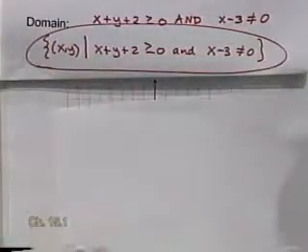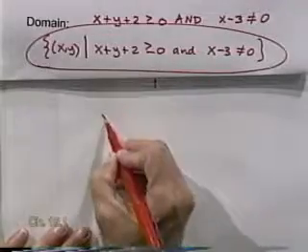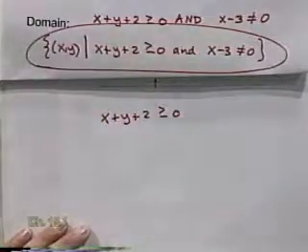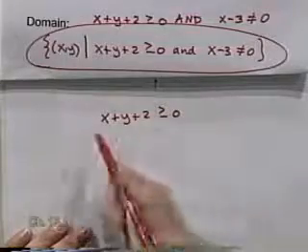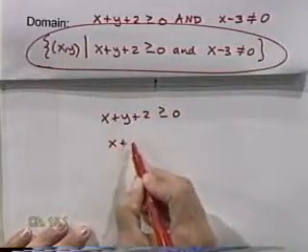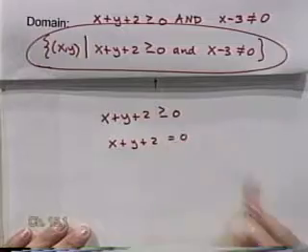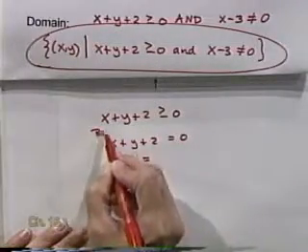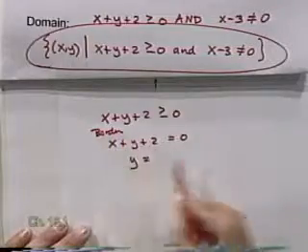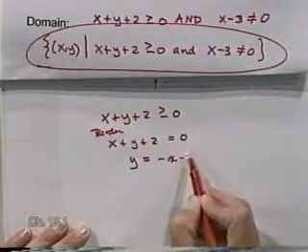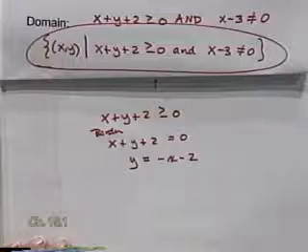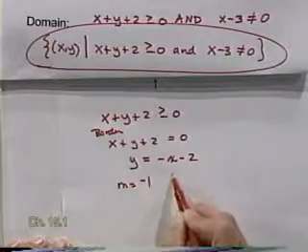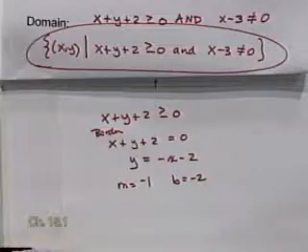And you've done that back in your Algebra 2 days. If I want to graph the region x plus y plus 2 greater than or equal to 0, the border would be x plus y plus 2 equals 0. If I solve for y here, the border of that region would be y equals minus x minus 2. And that's a straight line whose slope is negative 1 and whose y-intercept is negative 2.